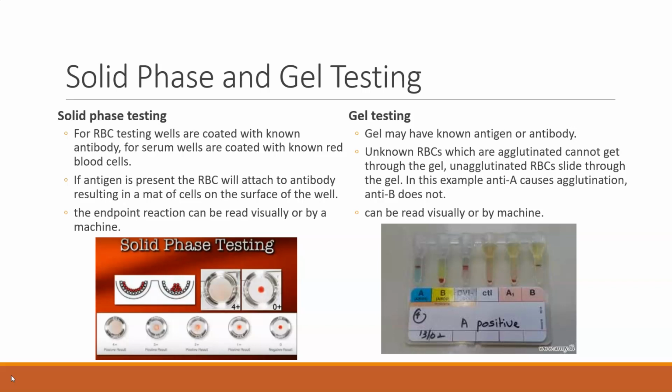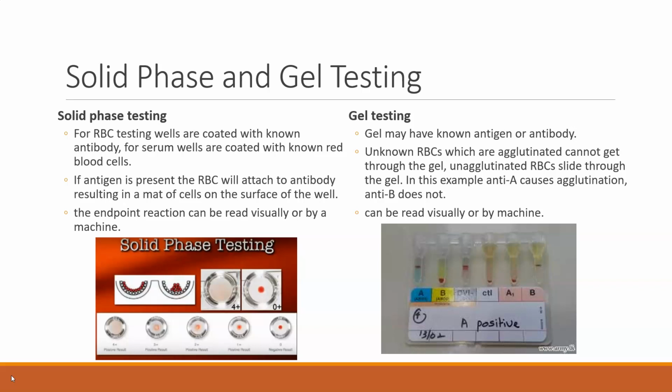For unknown red cells which are agglutinated, they cannot get through the gel. So they will form a solid line somewhere within the gel, the top or middle of the gel. The unagglutinated red cells, because they're not agglutinated, can easily slide through the gel. They don't get stuck like agglutinated cells do.